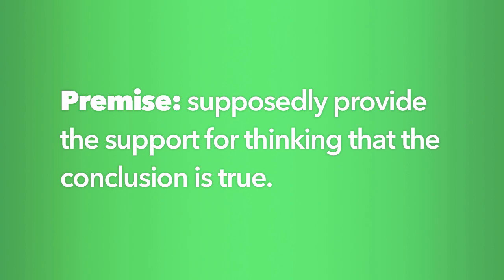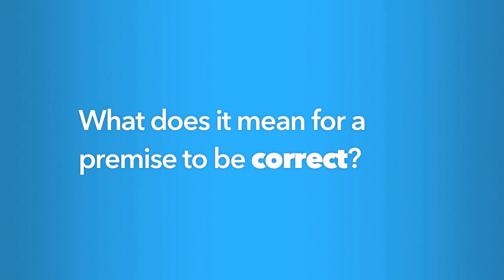If the premises are not correct, then the conclusion may not be valid, and the argument is wrong or at least weak. But what does it mean for a premise to be correct? In this module, you will learn about two different standards for evaluating correctness: truth and acceptability.